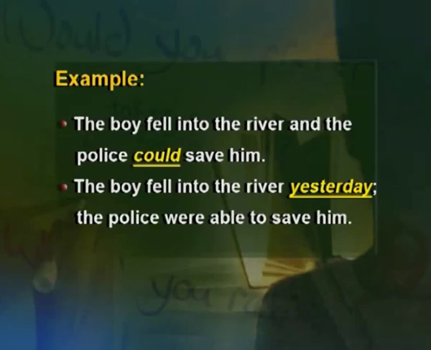The boy fell into the river yesterday. The police were able to save him. We have to remember that could is used with only a general past action and not a specific past action. But if we want to use a negative action, couldn't is used for both general as well as specific.